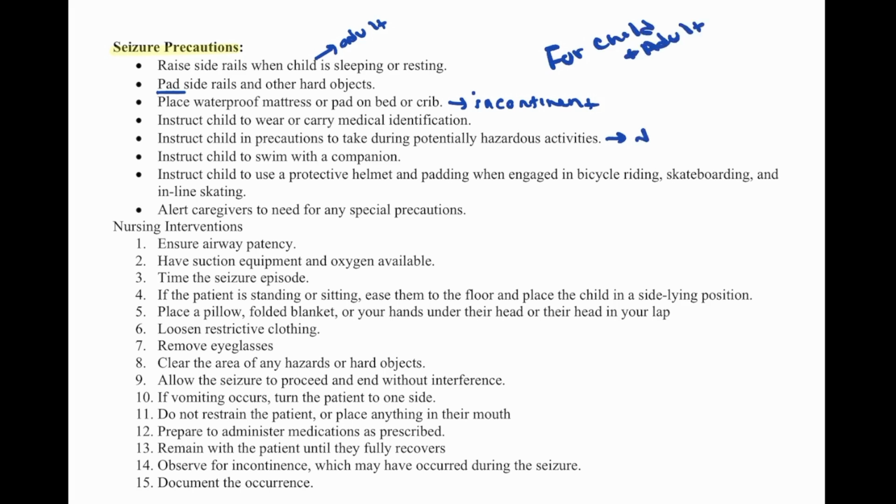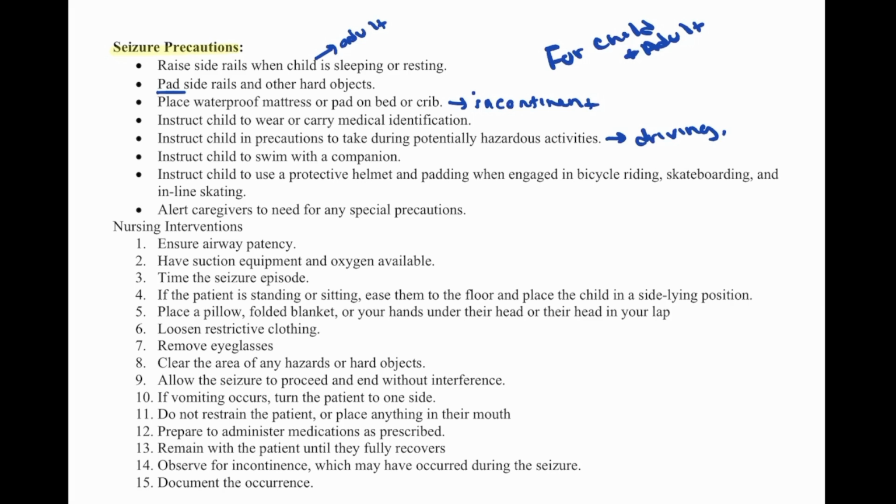So things like driving, they should be careful, or riding a bike, or anything where if they had a seizure it could be potentially dangerous for them. So they should have some precautions. Some people with seizure disorders don't drive cars. They have people drive them because it's just too dangerous.